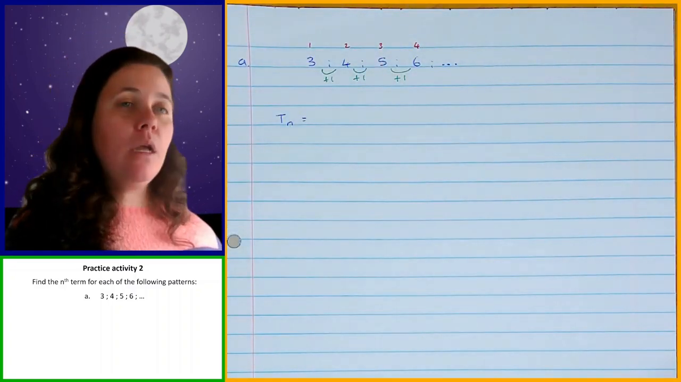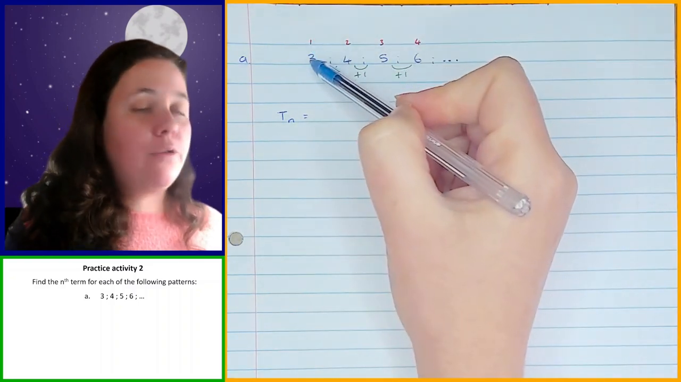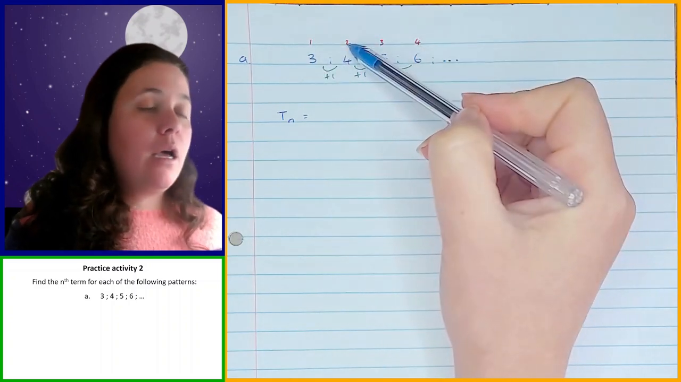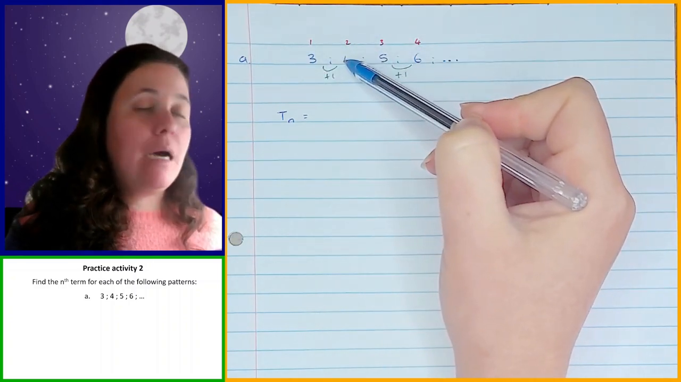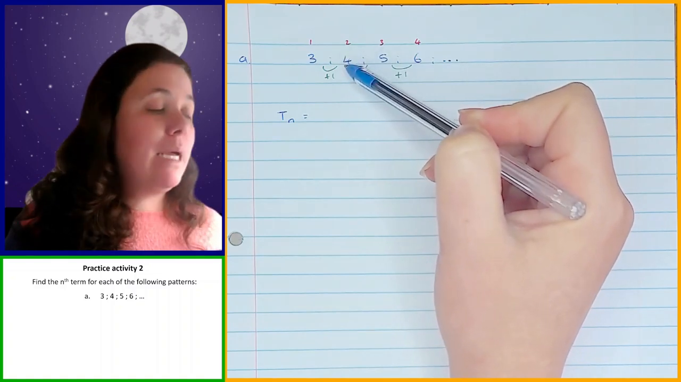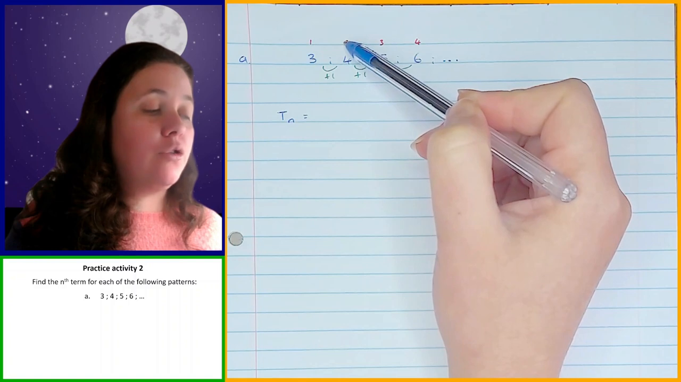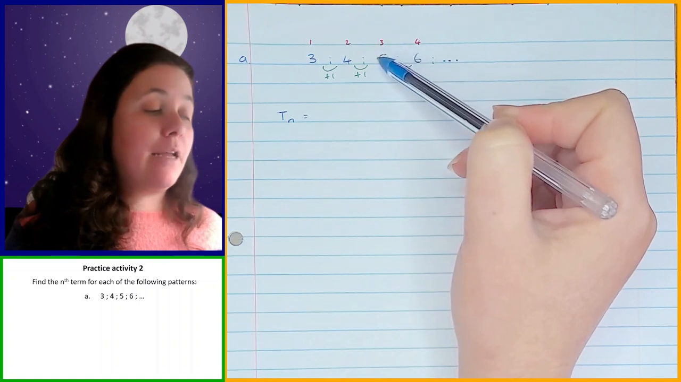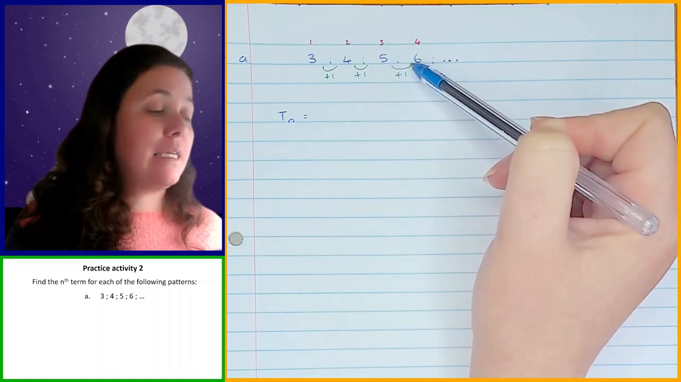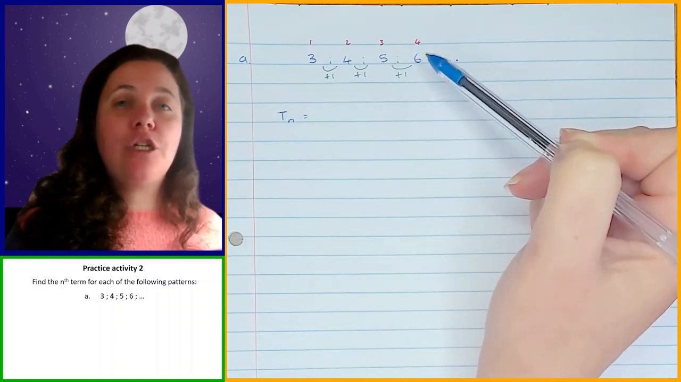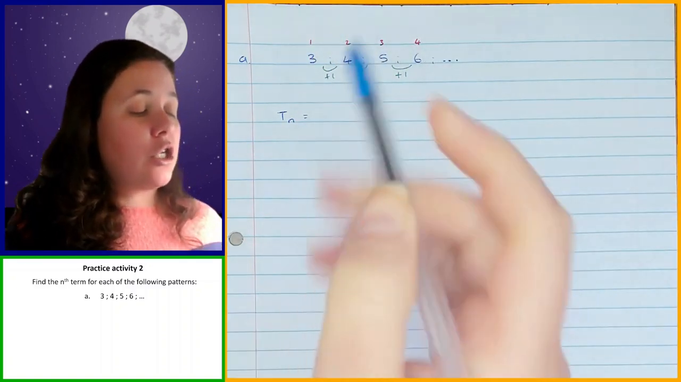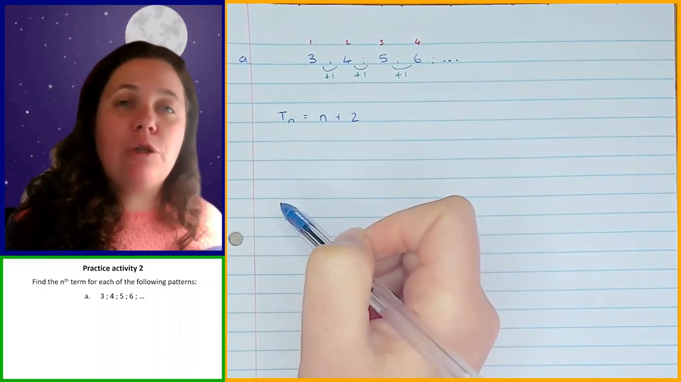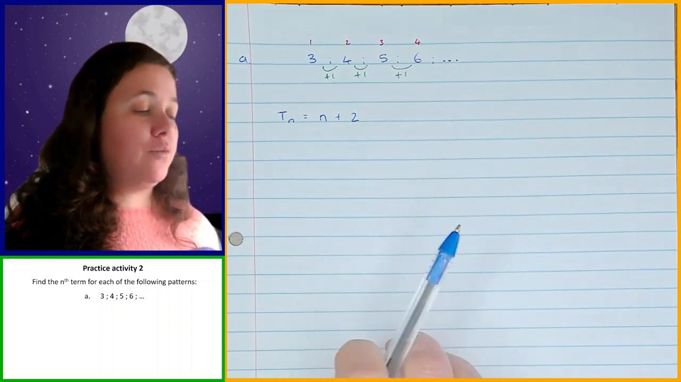In this one, if I go from 1 to 3, I have two ways of getting there. I can either multiply by 3 or I can add 2. If I multiply by 3 here, I will get 6. I won't get 4. So multiplying by 3 is not going to work as my rule. Let's try adding 2. If I add 2, I get 3. From 3, I get 5. From 4, if I add 2, I get 6. So adding 2 is going to work every single time. So I'm going to have n, which is my position, plus 2. Your rule for this one should have been Tn equals n plus 2.